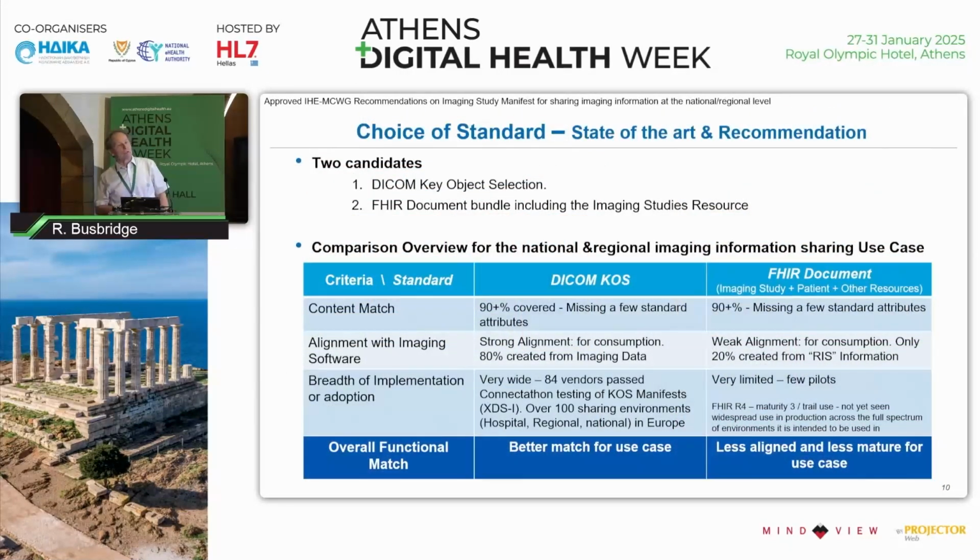What we did as part of this discussion is to look at the state of the art at the moment, and try to bring that experience into our recommendations. And as Charles has pointed out, there are two candidates for some kind of manifest. One is the DICOM key object selection document, the other alternative is a FHIR document bundle using the imaging study resource as the pointer to the images.